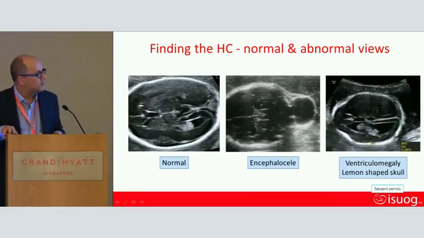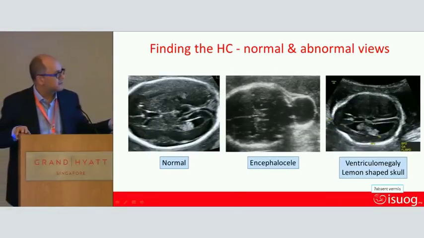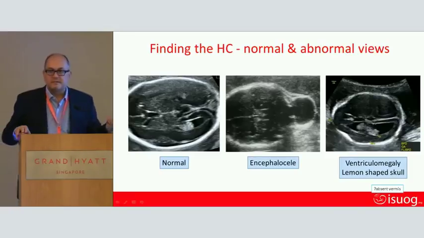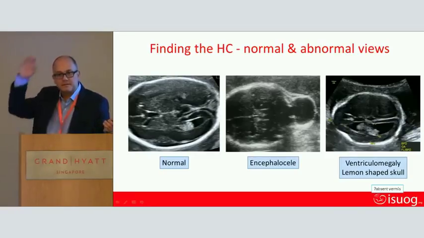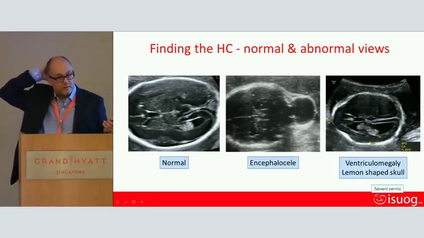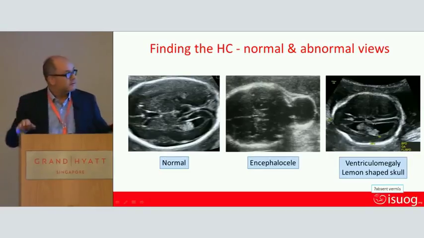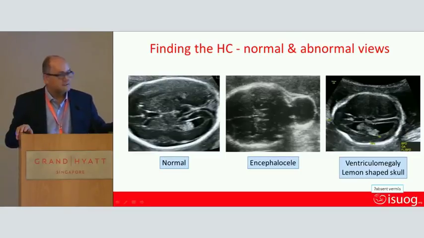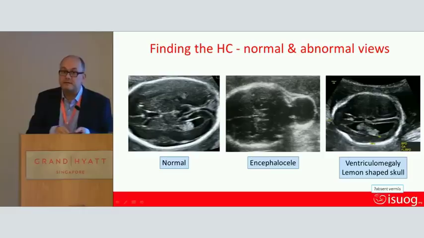I'll show you some more common abnormalities. Can you see this one here? You see that there's a gap in the skull bone at the back, and you have this bubble coming out. This is an encephalocele. So this is a break in the bone, or a failure to close the skull bone, and the membranes that surround the brain are coming outside. It's a type of neural tube defect.